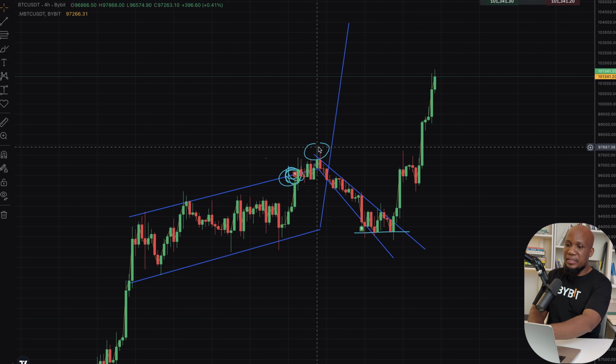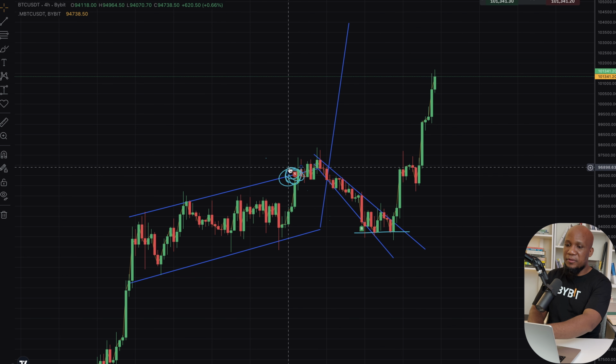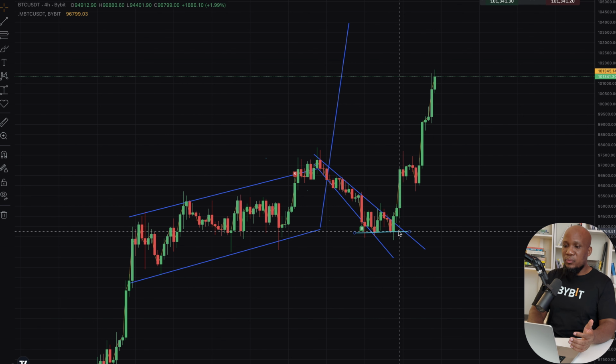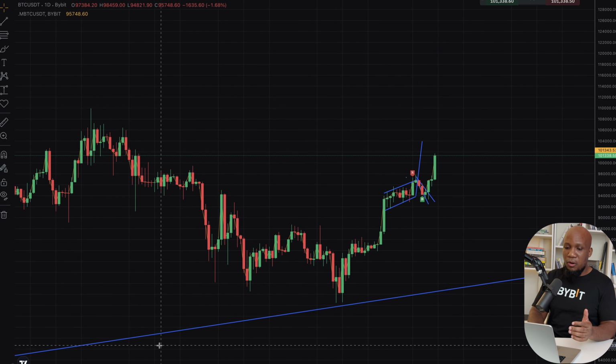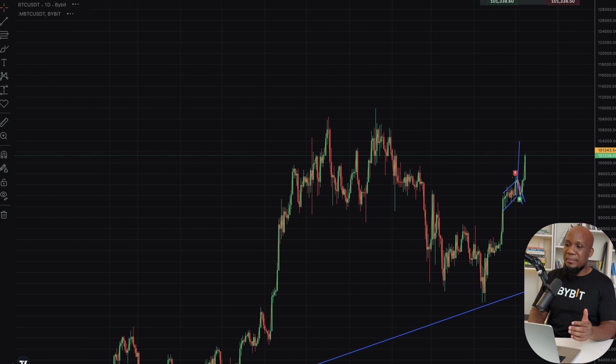The time frame that I'm looking at here is a 4-hour time frame, but obviously when we take our trades, we're most likely going to be using the 1-hour time frame. But it's also very important for you guys to shift to a daily time frame, because that will give you an overall perspective of how the market is looking.